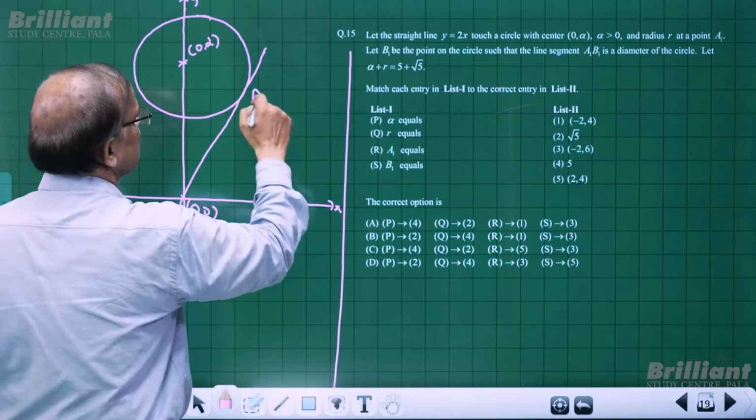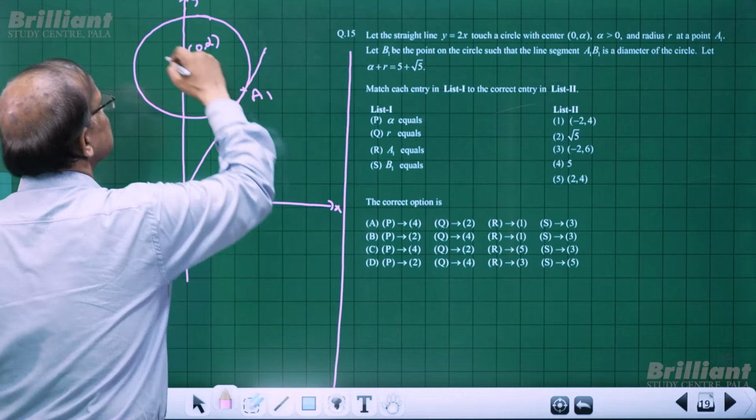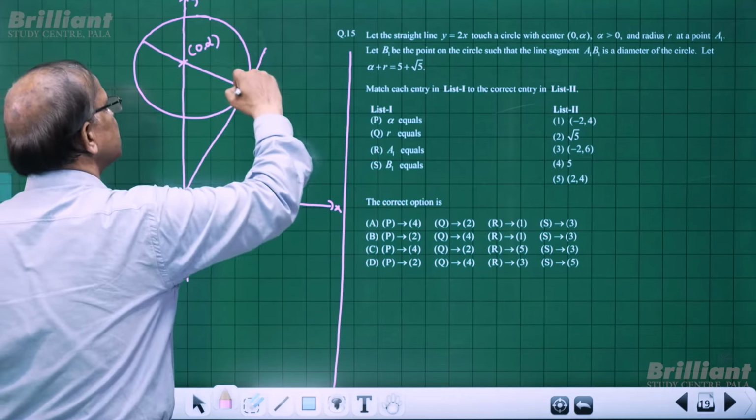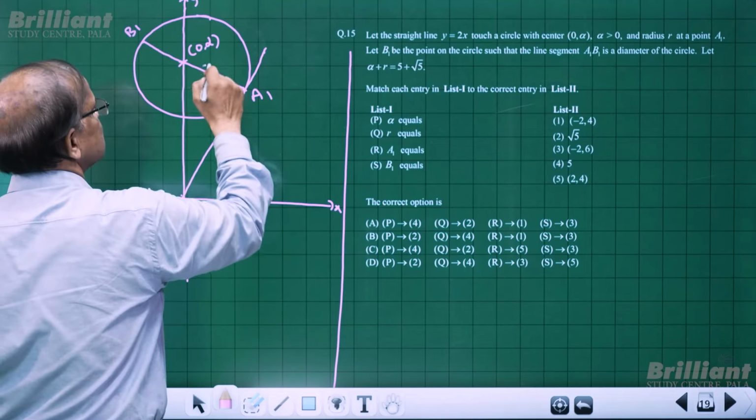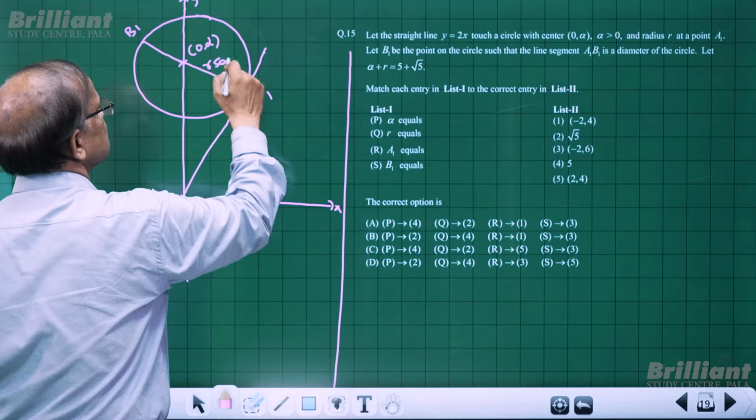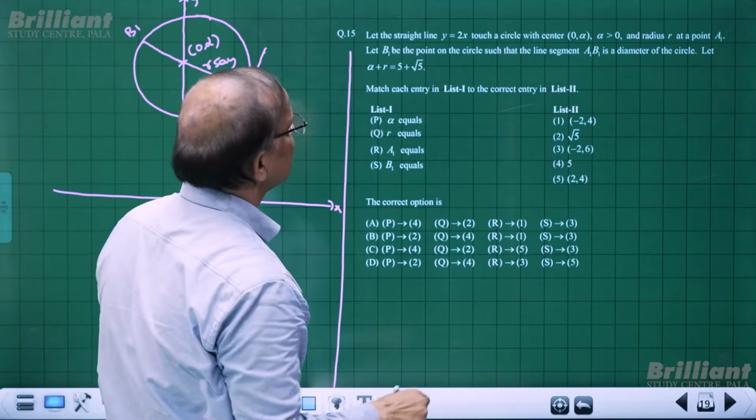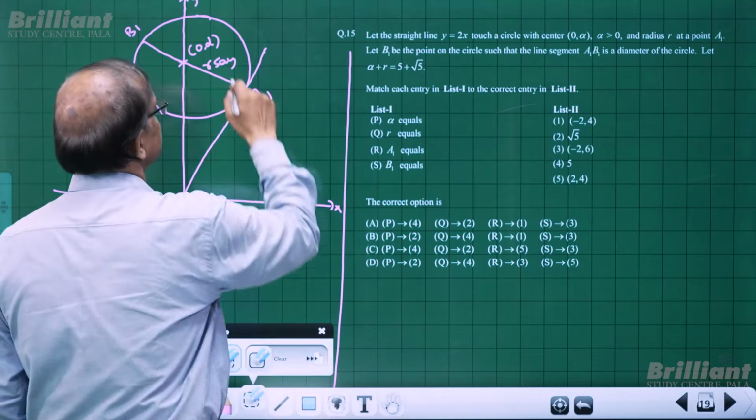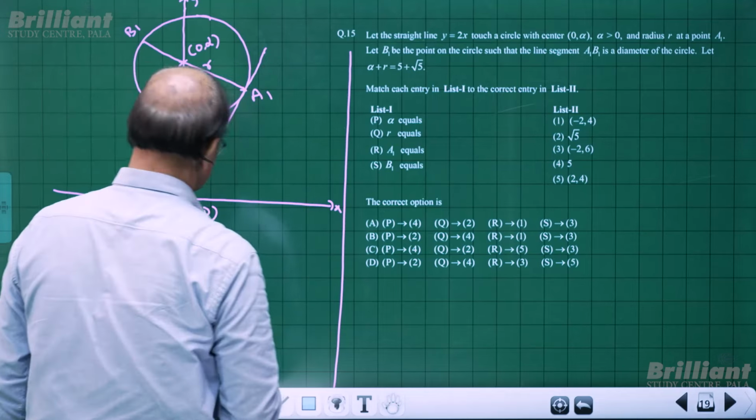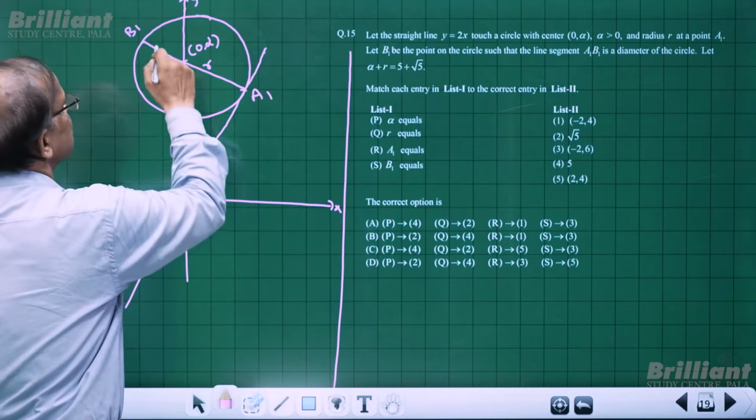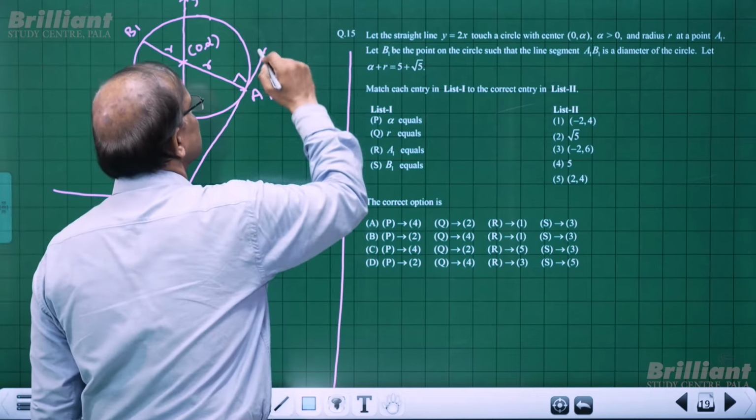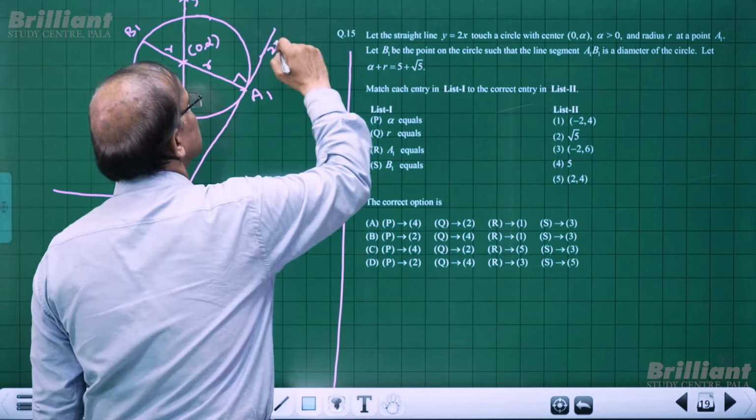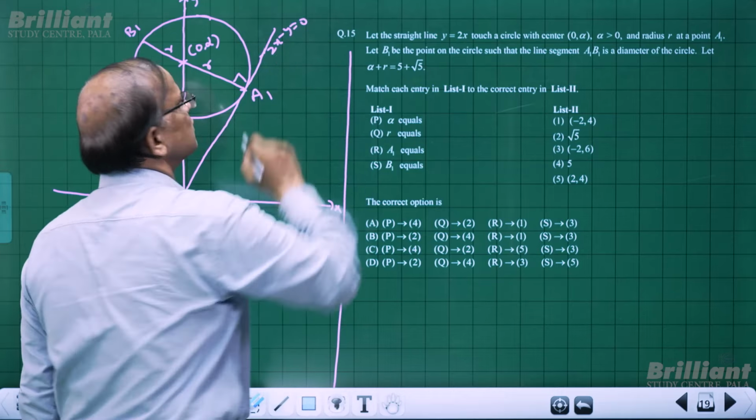So this is A1, this is A1. So here it is a diameter like this. This is B1, given. This is radius R, say, R is given. So this is also of course R. Now this is the foot, 2x minus y equals 0.